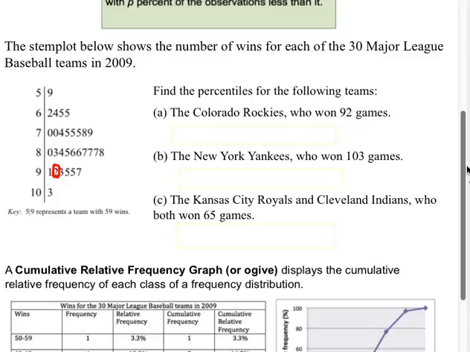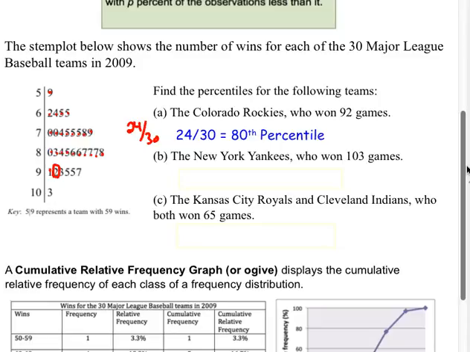So we have 1, 2, 3, 4, 5, 6, 7, 8, 9, 10, 11, 12, 13, 14, 15, 16, 17, 18, 19, 20, 21, 22, 23, 24. We have 24 of the 30 values less than it. So its percentile is the 80th percentile. 80% of the data is less than it.